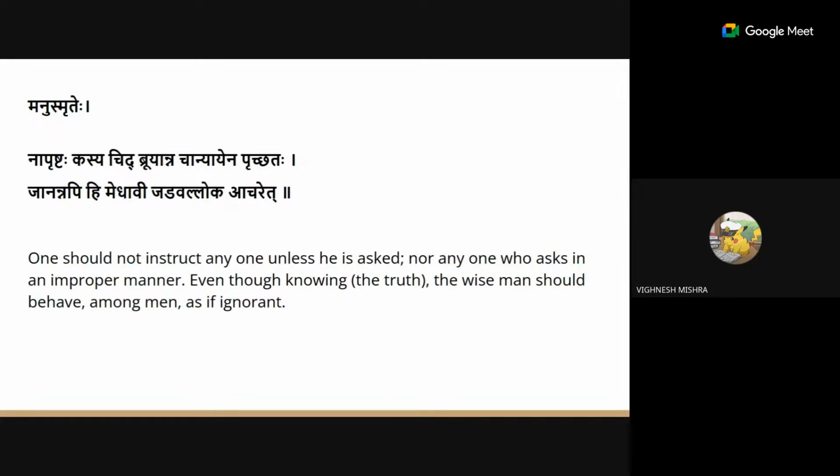So, who would like to recite this one? No hands raised, guys. Anyone would like to recite? Yes, Surupi. Can you guide me through it?